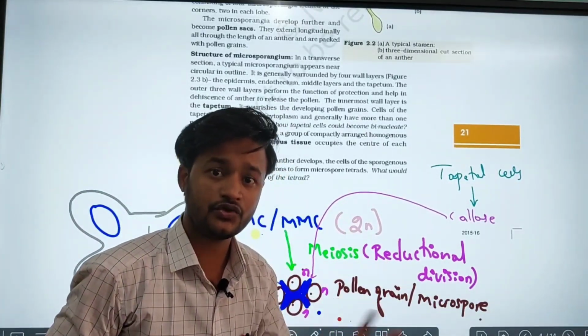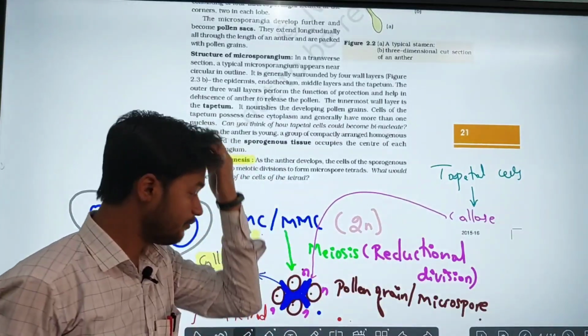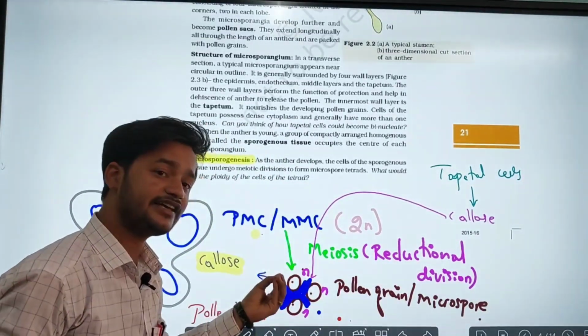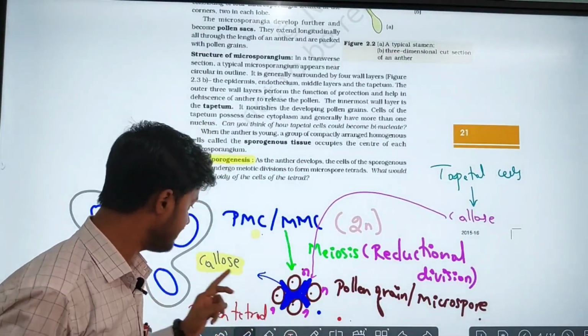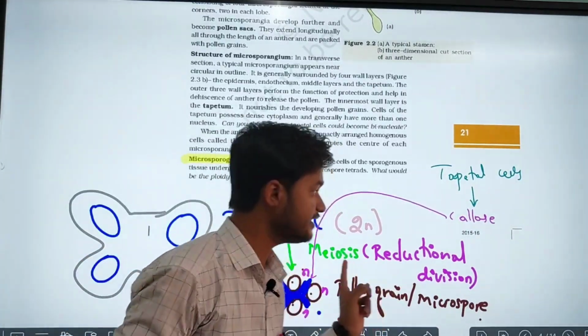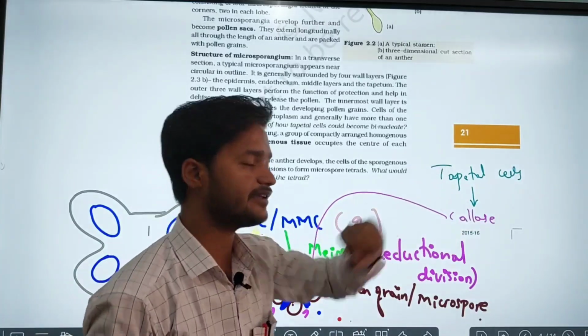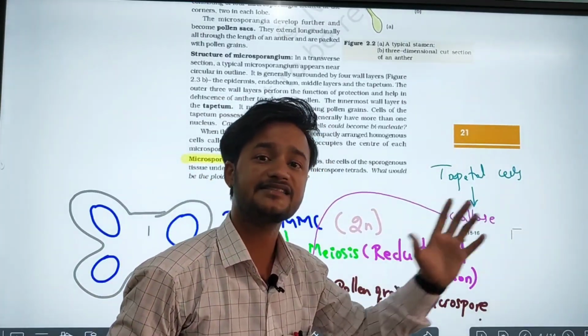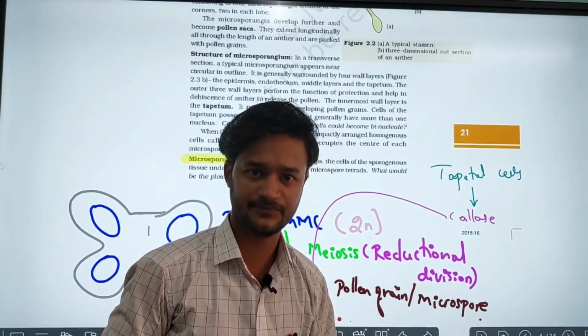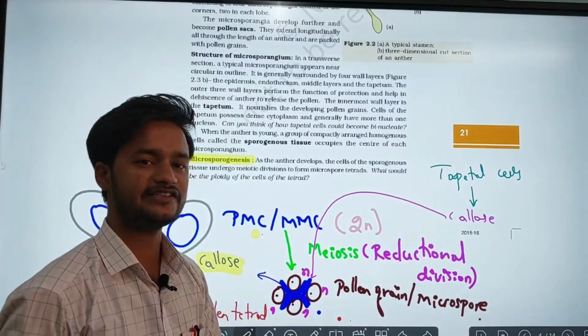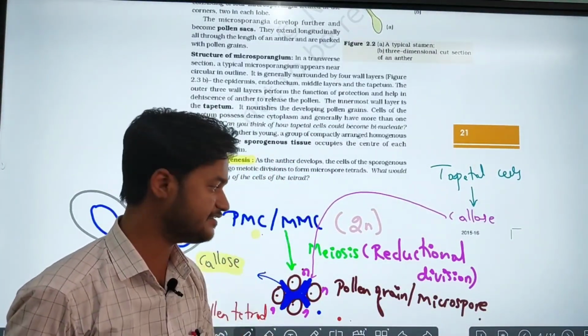So it is one of the most stable polysaccharides present between the pollen grains. What is it called? Callose. Callose is digested by the enzyme callase, which is secreted by the tapetal cells or tapetum cells, right? That phenomenon is called microsporogenesis. Okay, yes.